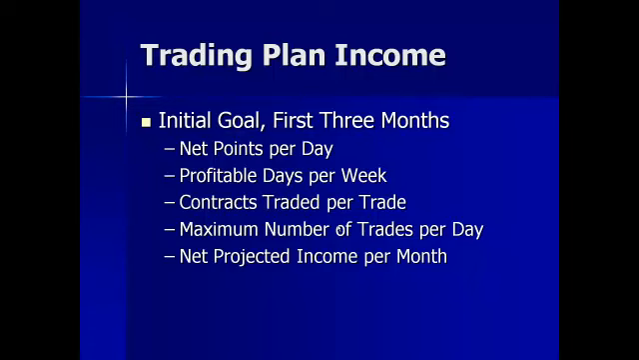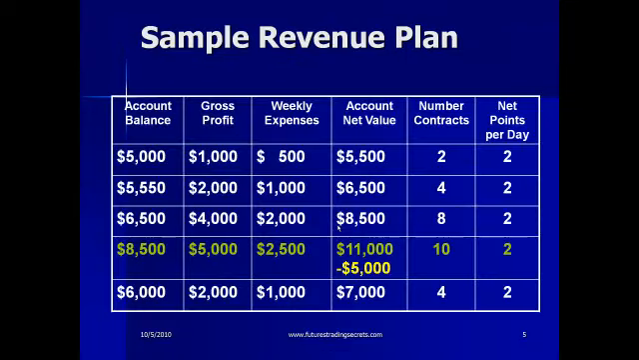And I always think if you get to 2 net points a day consistently every day, all you have to do is add up the profitable days per week. The number of contracts traded can then be multiplied, and develop a plan that says I'm only going to take 3 trades a day or 5 trades a day or whatever, and this will give you your net projected income for the month. Now, it's important not to get greedy here and not to be too overconfident, because this is a tough business.